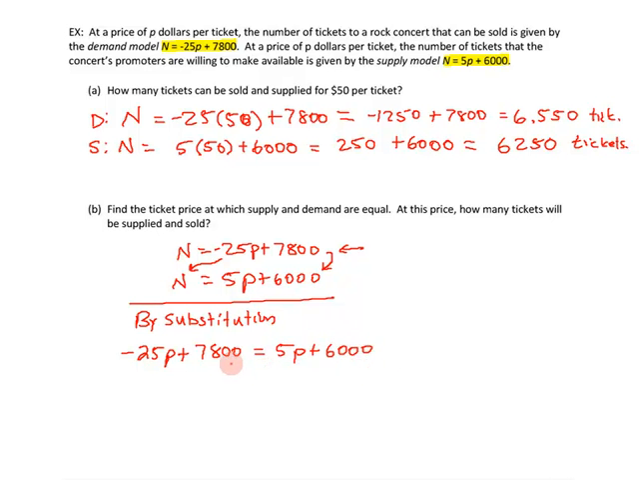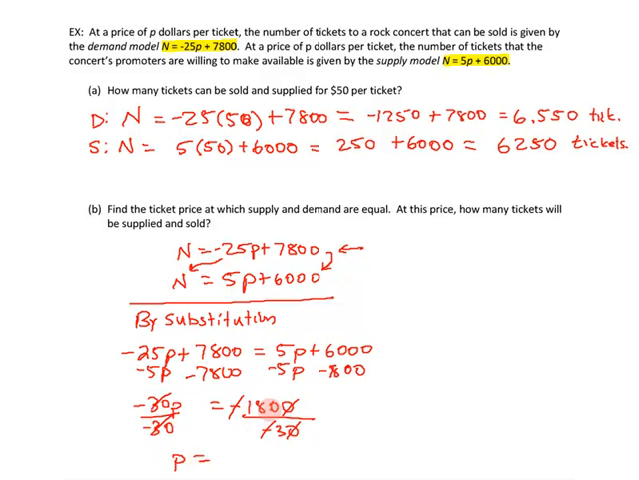Okay, so let's subtract 5p from both sides. I have negative 30p. Let's subtract 7,800 from both sides. Gives me negative 1,800 on the right. If I divide both sides by negative 30, of course, the negatives will cancel. I can cancel one of the zeros because that's 10 comes out of both of those. That's completely gone. I get P is equal to 180 divided by 3, which is 60. Okay, and what does P represent? $60, right? That's the price.